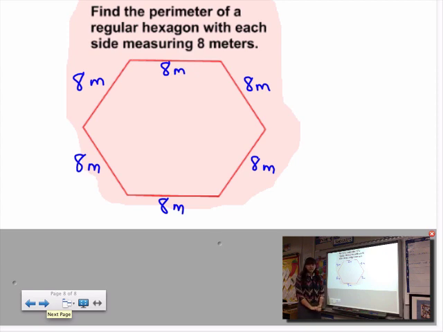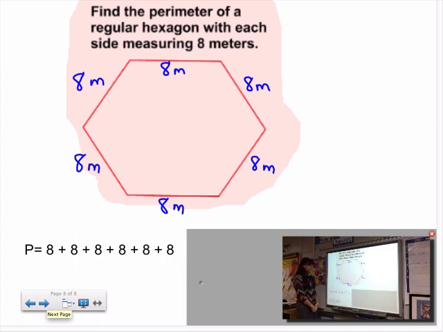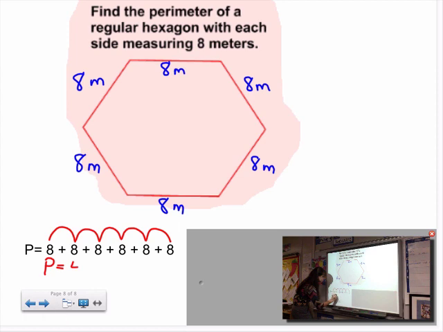Now, how would we use this information to find the perimeter? One way would be to add 8 plus 8 plus 8 plus 8 plus 8 plus 8, 6 times. And here we have it represented in the number sentence. As you can see, these number sentences get longer as your figure gets bigger and bigger. This time we have a figure with six sides. We have more and more add-ins to our addition sentence. It's getting pretty long to manage. We could use skip counting to find the total perimeter by counting 8, 16, 24, 32, 40, 48 to find that the total perimeter is 48 meters.